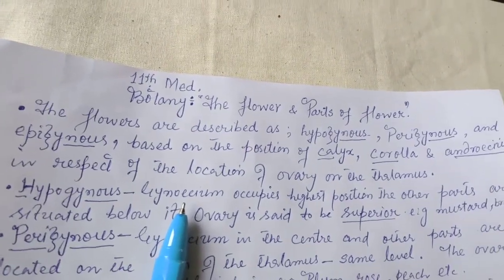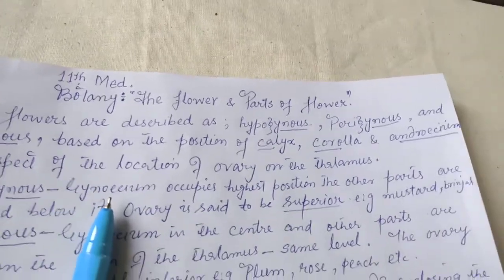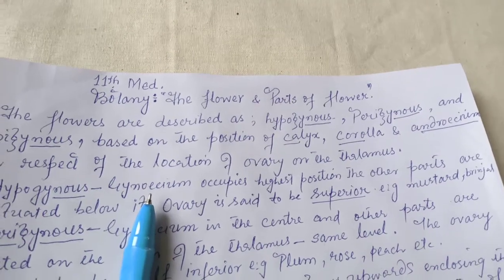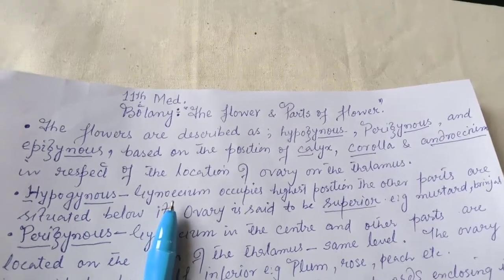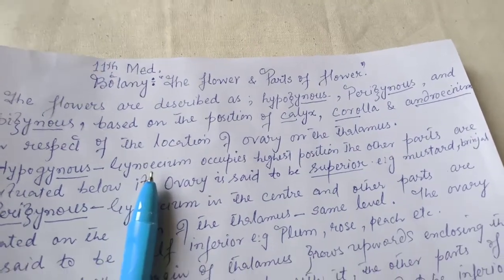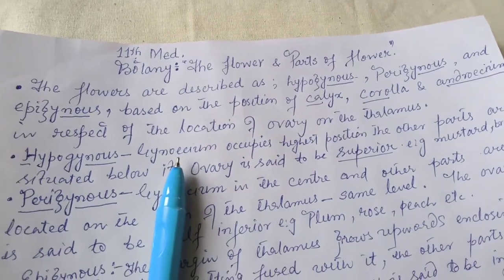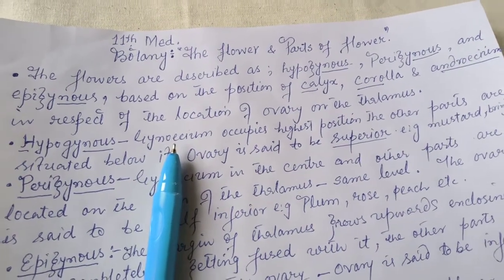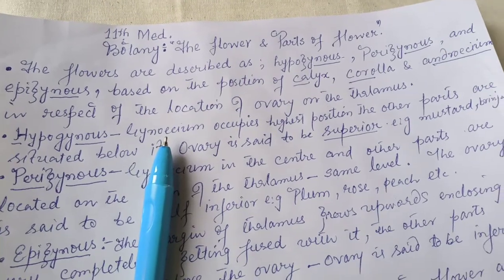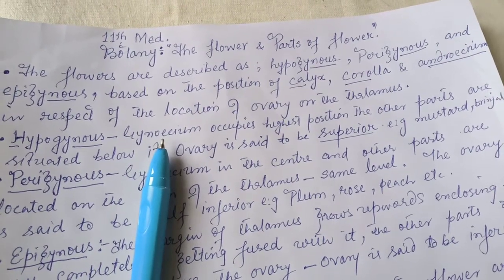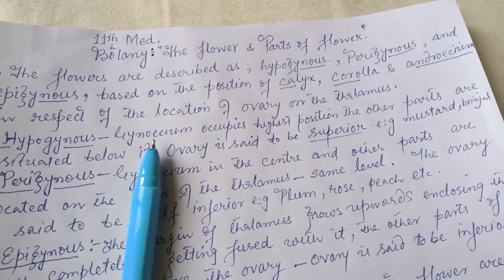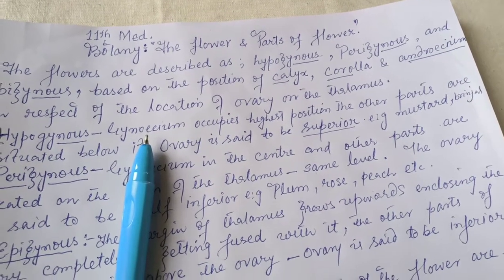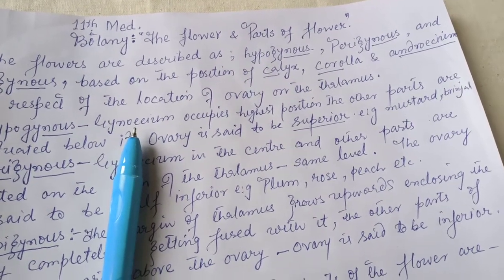The flowers are described as hypogynous, perigynous and epigynous in terms of their morphology, based on the position of the calyx, corolla and androecium in respect of the location of the ovary on the thalamus. Now, the flower is said to be hypogynous when the gynoecium occupies the highest position and the other parts are situated below the ovary. This condition is hypogynous, and the ovary is said to be superior, as in case of mustard and brinjal.